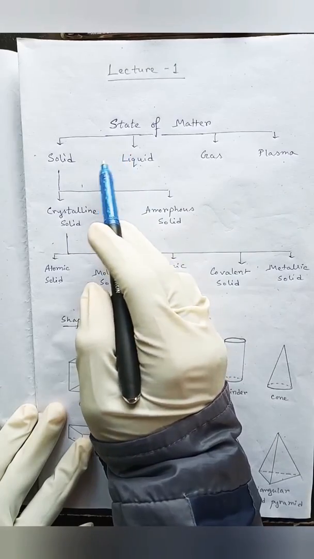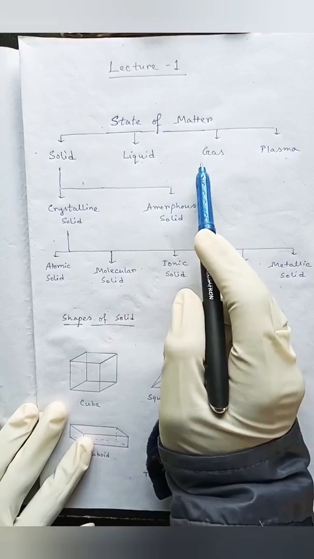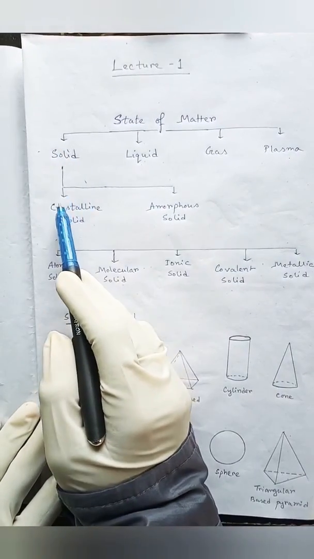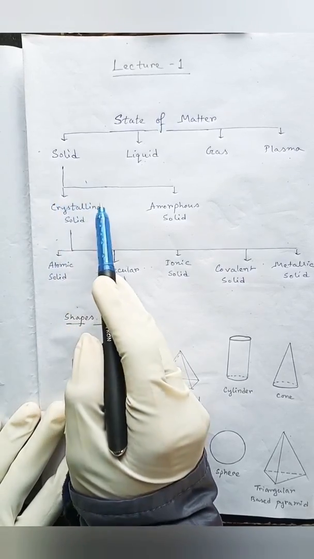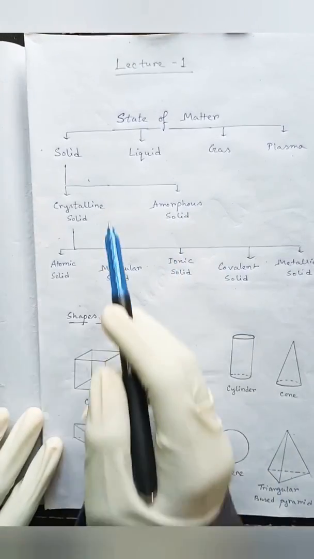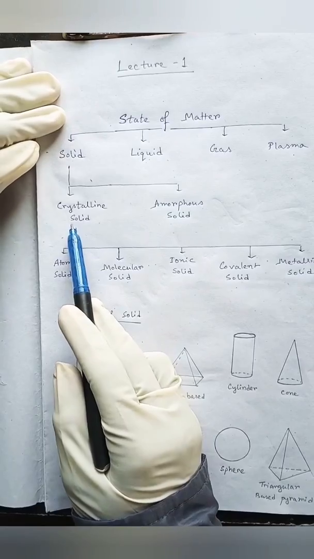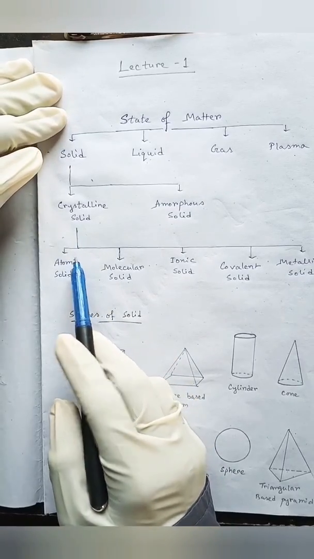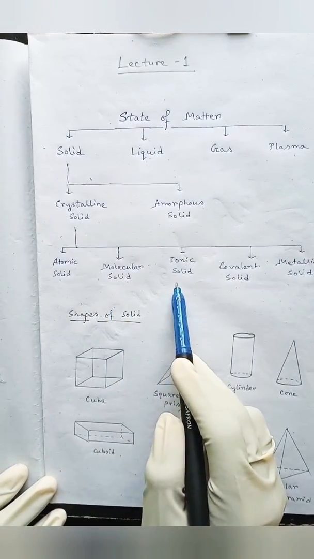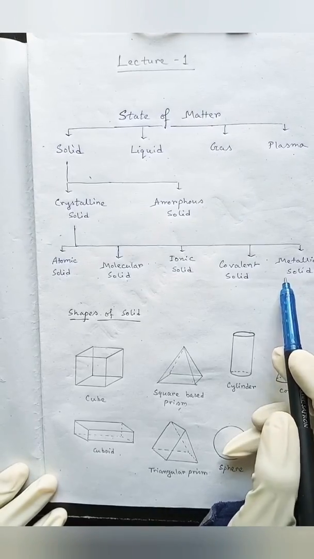Matter can be divided into four groups: solid state, liquid state, gaseous state, and plasma. Solid state can be divided into two groups: crystalline solid and amorphous solid. So we will mainly focus on the crystalline solid. Crystalline solid can be divided into five groups: atomic solid, molecular solid, ionic solid, covalent solid, and metallic solid.